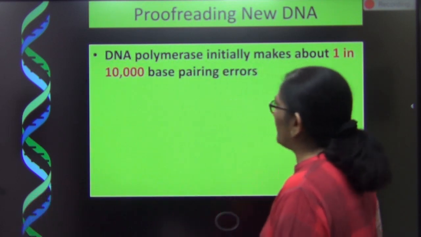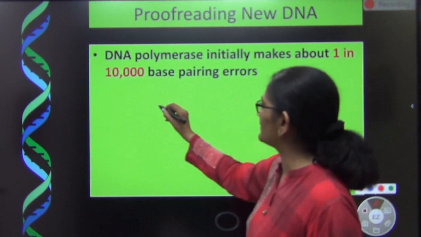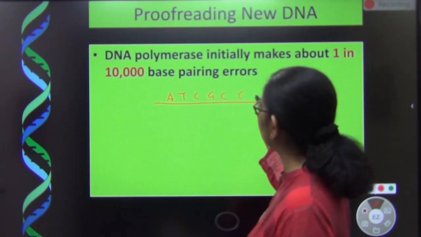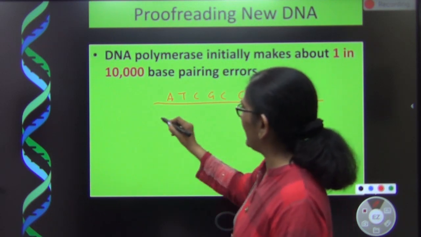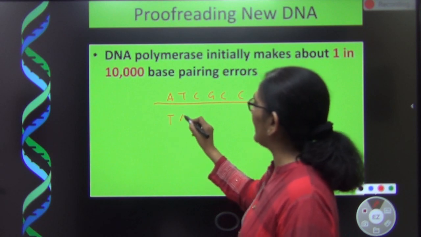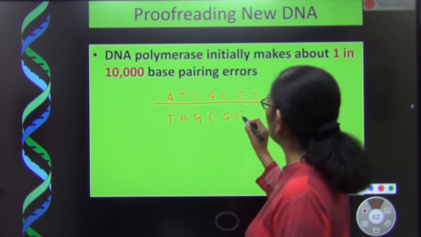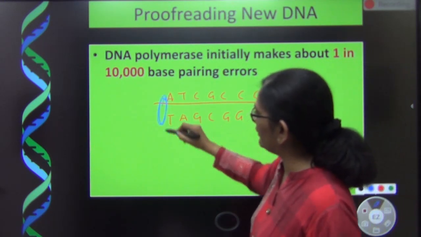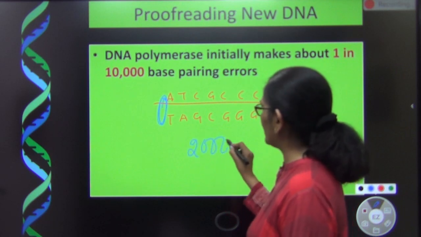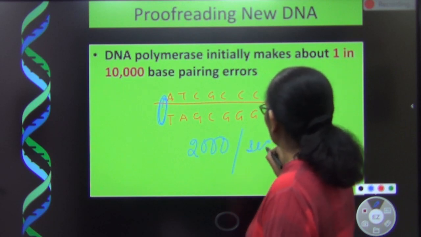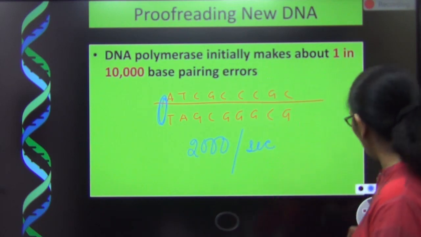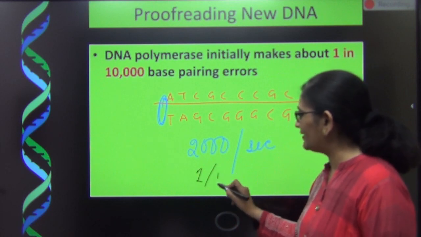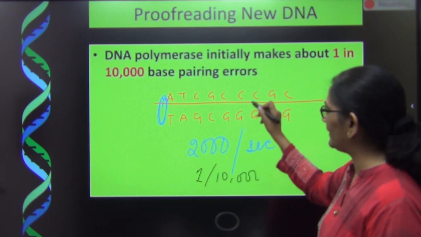I told you that the polymerization of the bases occurs at a very fast speed. Say this DNA has the nucleotide sequence A, T, C, G, C, C, C, G, C. Now the enzyme polymerase will put here T, A, G, C, G, G, G, C, G, and this polymerization which the DNA polymerase enzyme will do, it will do at the rate of 2000 nucleotides per second. Doing it at such a high speed, there can be some mistake, and the mistake actually occurs 1 in 10,000. One mistake may happen in the base pairing.